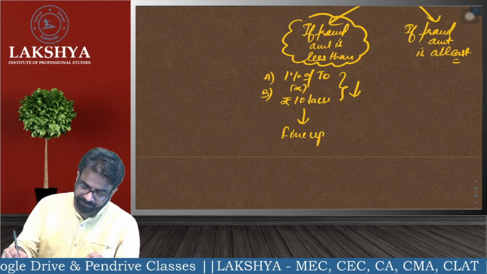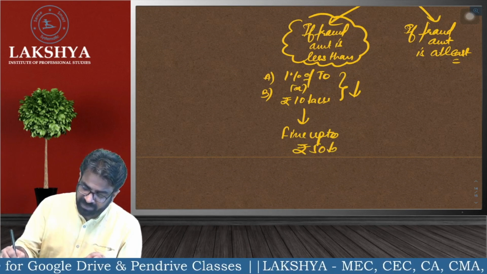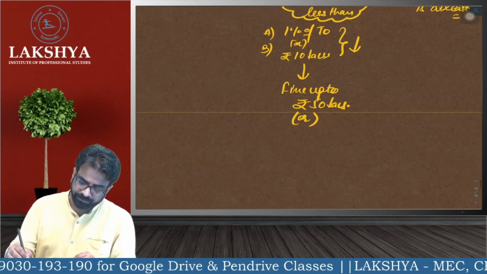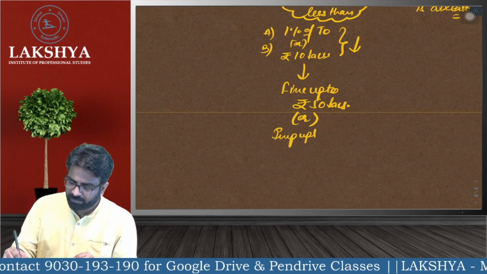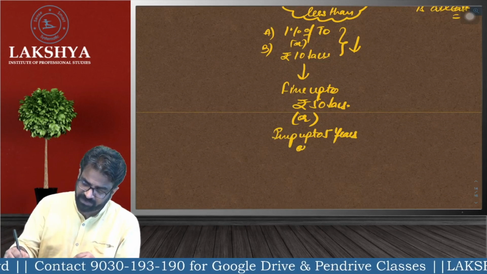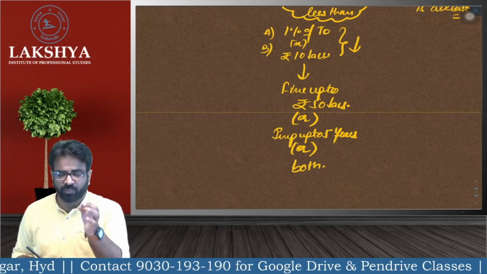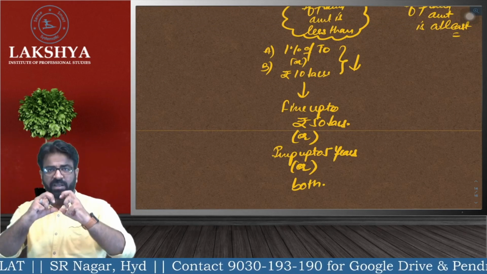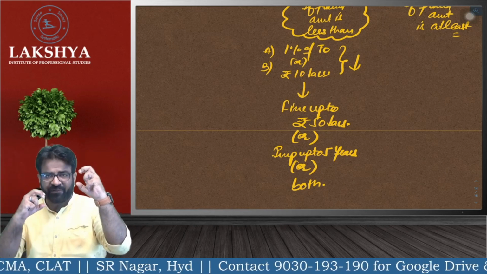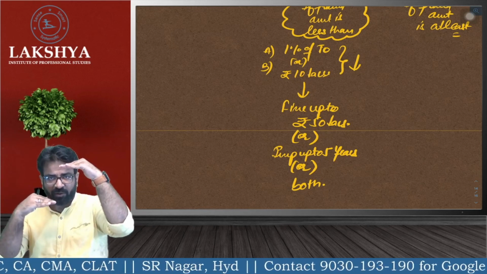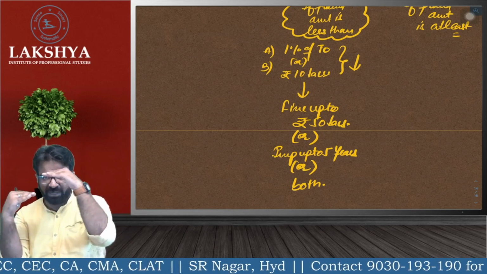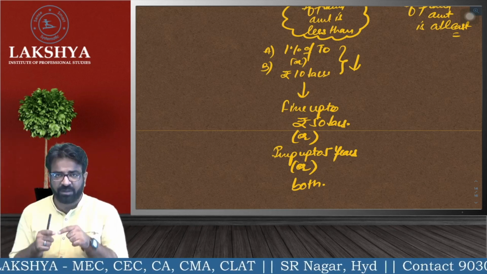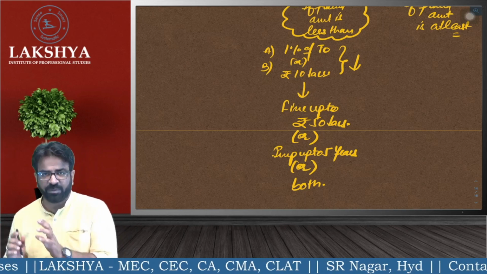Fine up to rupees 50 lakhs, or imprisonment up to 5 years, or both. Everyone clear or not? So what is 447 saying? That 1% of the turnover or 10 lakhs, whichever is lower, that figure will be compared with the fraud amount. If the fraud amount is bigger than this lower figure, then right side penalty. But if the fraud amount is less than this figure, then this penalty. What is the penalty? Fine up to 50 lakhs or imprisonment up to 5 years, or both.